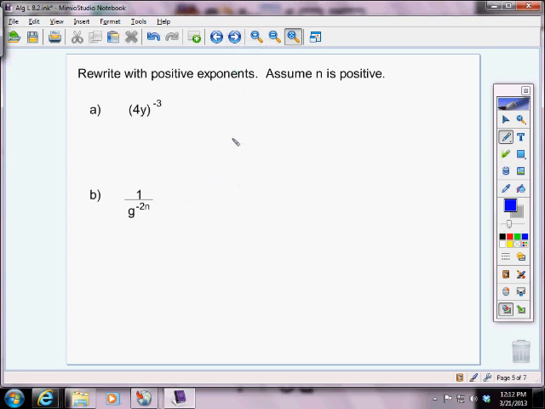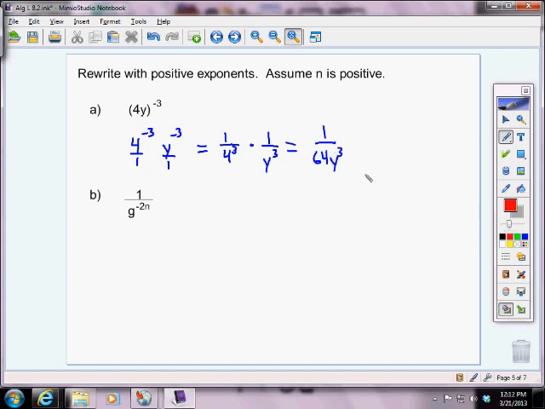Rewrite with positive exponents. Again, assume n is positive. Okay, so that'll play into effect here. So I want to rewrite with positive exponents, and I have a negative 3 here. So use your properties. This is like saying 4 to the negative third and y to the negative third. So that's like saying 1 over 4 to the third times 1 over y to the third. And that's 1 over 4 times 4 times 4, which is 64. So I'm going to write this as 1 over 64y to the third.